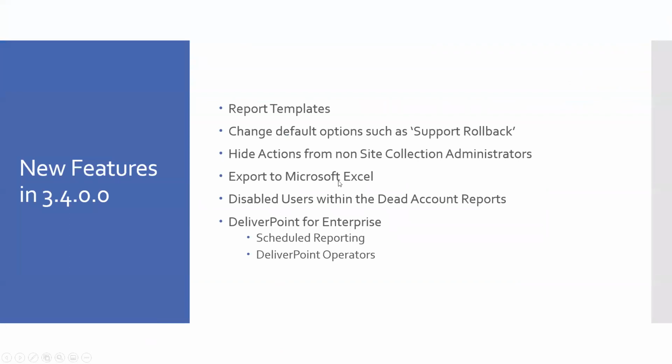There's also the ability to set your default to export to Excel or export to CSV. So it was always CSV before. Now you can actually include Excel as part of your report. We weren't including disabled users in the data count reports. We are now.